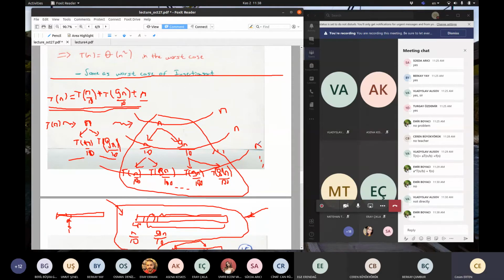The only thing we need to find out is then what is the height of this tree, or in other words, what is the number of levels that we have in our recursion tree. Because if we can find out the height, then we can simply multiply the height with n to find out the sum of the terms in this recursion tree. Any guesses regarding the height of this tree? What is the height of the tree? How many levels do we have in this tree?